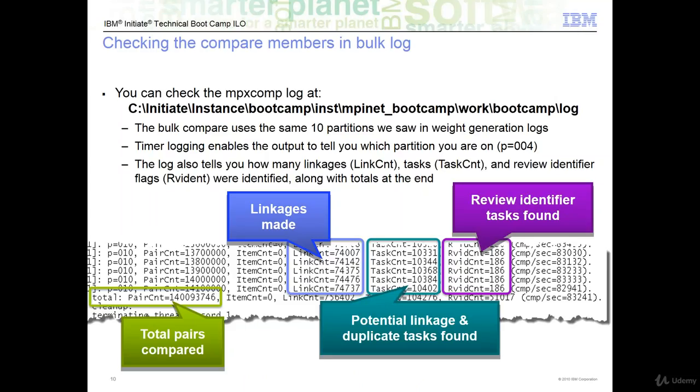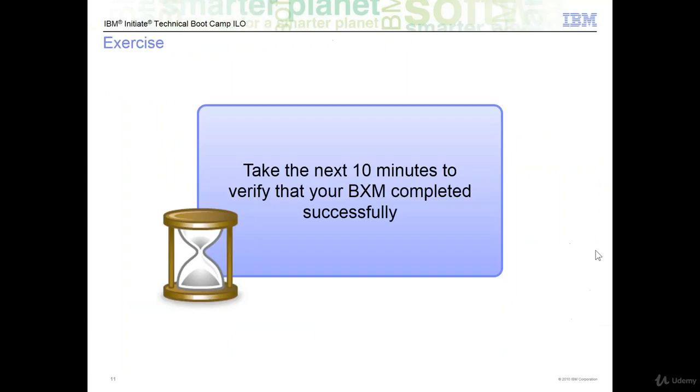Then, as we can see in this example, you have the total pairs compared, the linkages made, the potential linkages and the duplicate tasks found, and finally the review identifier task found. Now you can go through the small exercise to verify that your BXM has completed successfully.